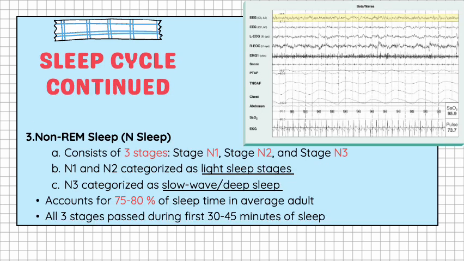Next up in our sleep cycle is the actual non-REM sleep, or as we like to call it, N sleep. It consists of three different stages: stage N1, N2, and N3. N1 and N2 are known as the light sleep stages, and N3 is also known as the slow wave and deep sleep stage. These three stages account for around 75 to 80% of sleep time in average adults, which is a pretty big portion of our sleep time. And all these three stages pass during the first 30 to 45 minutes of sleep.